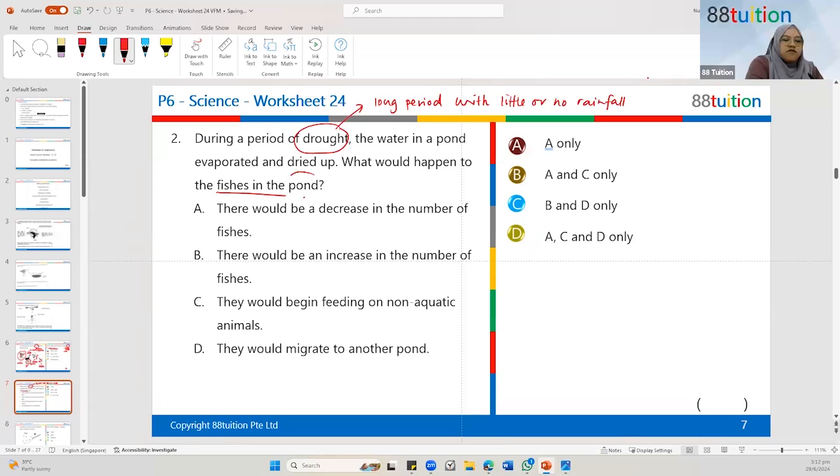And this is a pond, by the way. A pond is not joined up like a river joins up to a sea. A pond is an isolated water body.